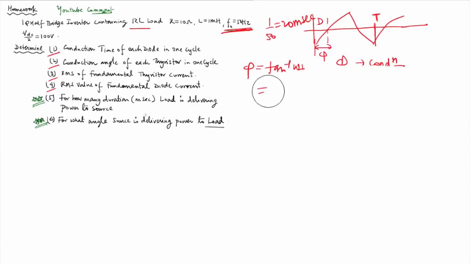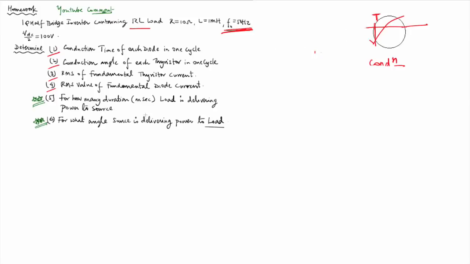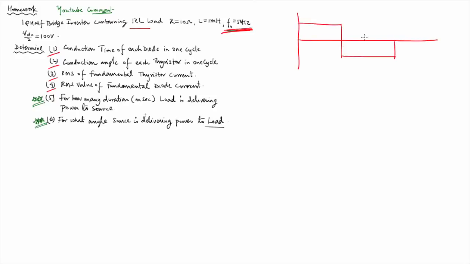Now see the fifth and sixth points that I haven't explained in the lecture, and I told you to give me the answer in YouTube comments. Most of the students have given me the answer to this question. It is asking for how many milliseconds the load is delivering power to the source. If you draw the output voltage, it will look like this: from 0 to T by 2 it will be VDC by 2, and from T by 2 to T it will be minus VDC by 2.